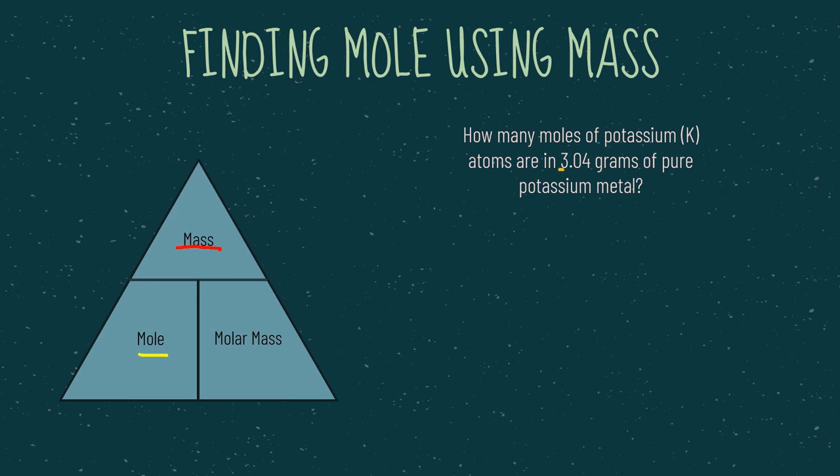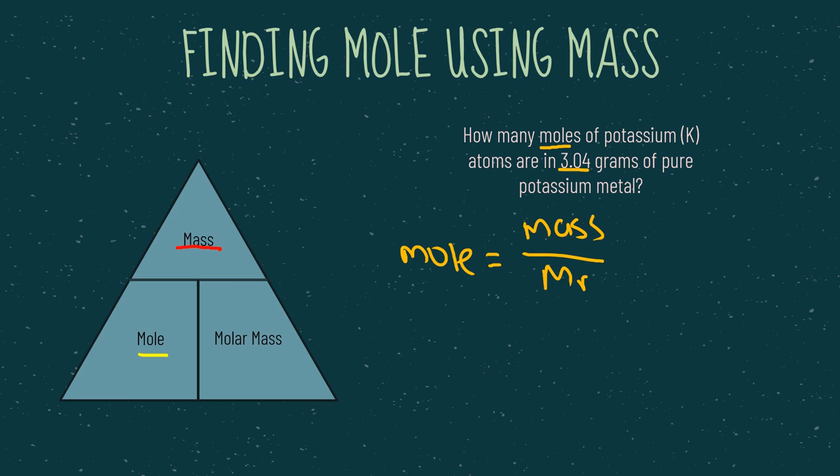We are given the mass and we are asked to find the mole. So mole is equal to mass over molar mass, Mr. In this case, we need to first find the molar mass of potassium. Potassium is an atom, so we can just look at its atomic mass. From the periodic table, we know that the atomic mass of potassium is 39.1.